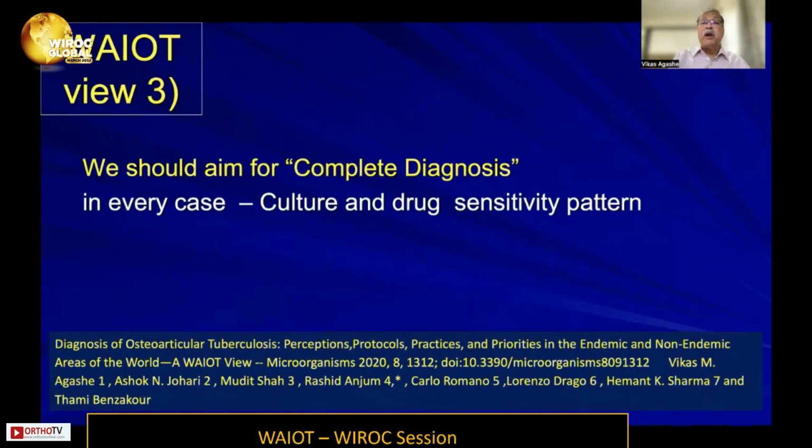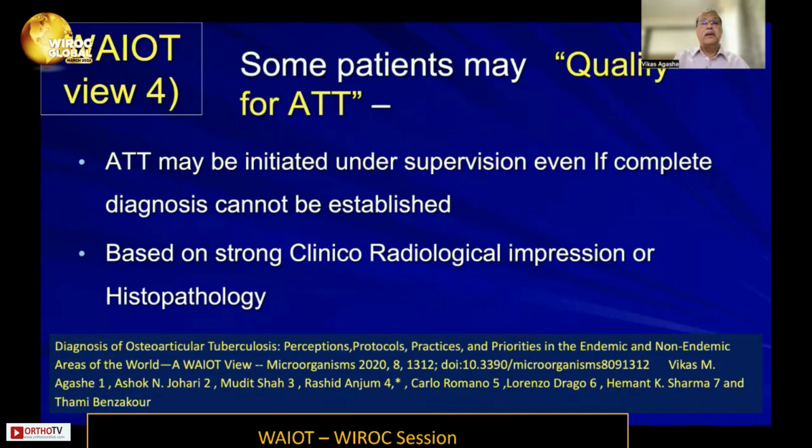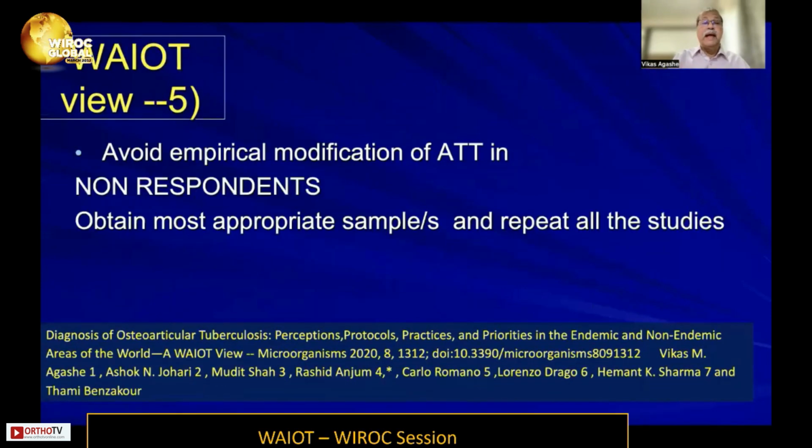We should aim for complete diagnosis in every case. That means culture as well as drug sensitivity pattern. Some patients may qualify for ATT. ATT may be initiated under supervision if complete diagnosis cannot be established based on strong clinico-radiological impression, but it is just that they qualify for ATT. Lastly, avoid empirical modification of ATT in non-respondents. Try and obtain most appropriate samples and repeat all the studies.